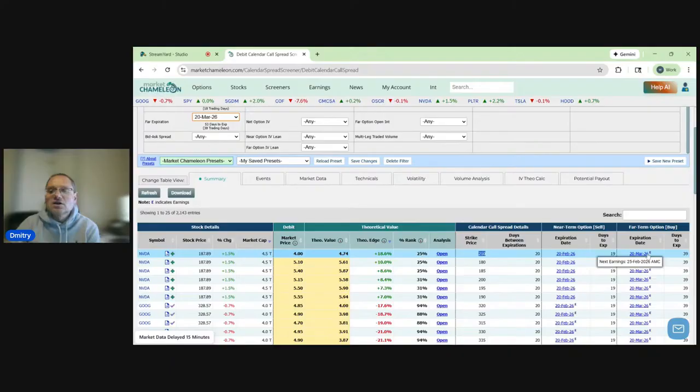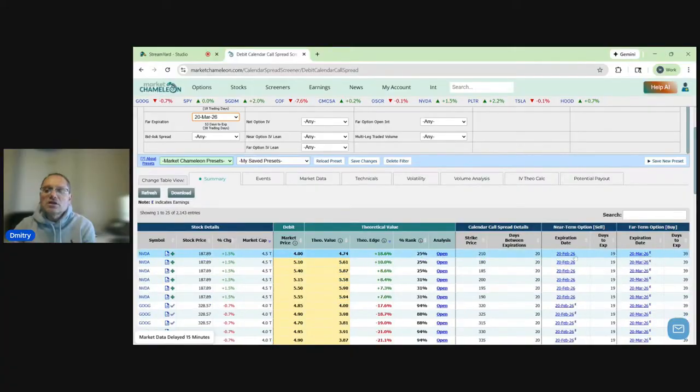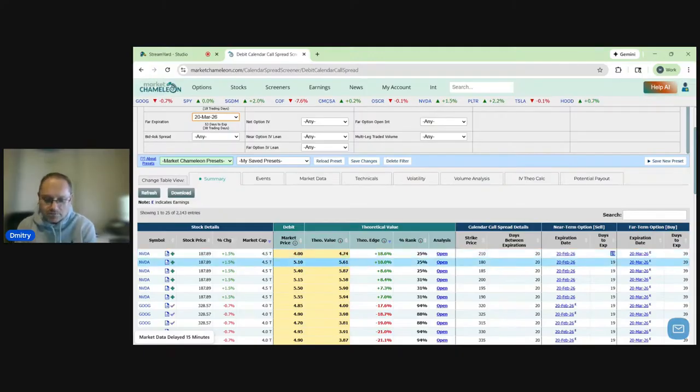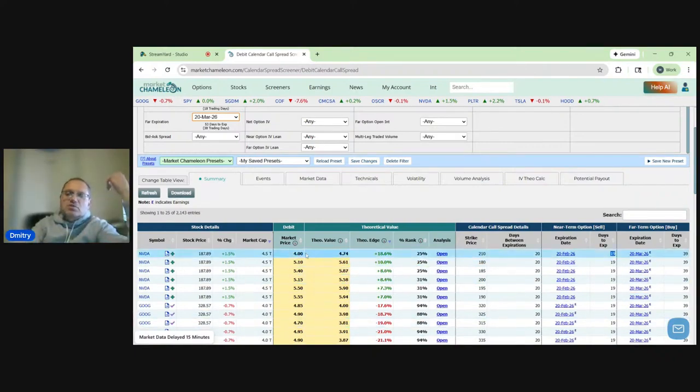So we're looking at getting long the outer month with 39 days out, and selling or short the shorter term expiration, which has 19 days. So over here, we have the price of this spread, this theoretical value, and this percent rank. So that's what we're looking at, this percent rank.